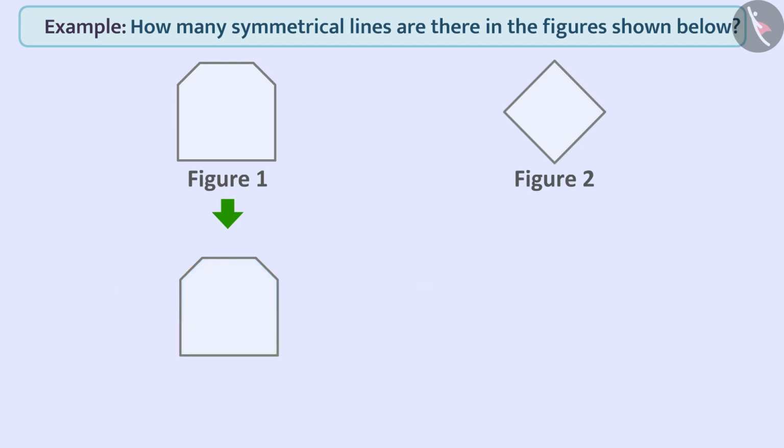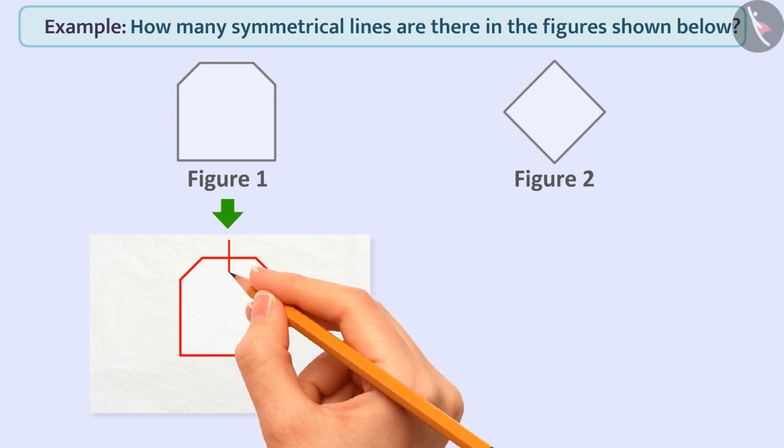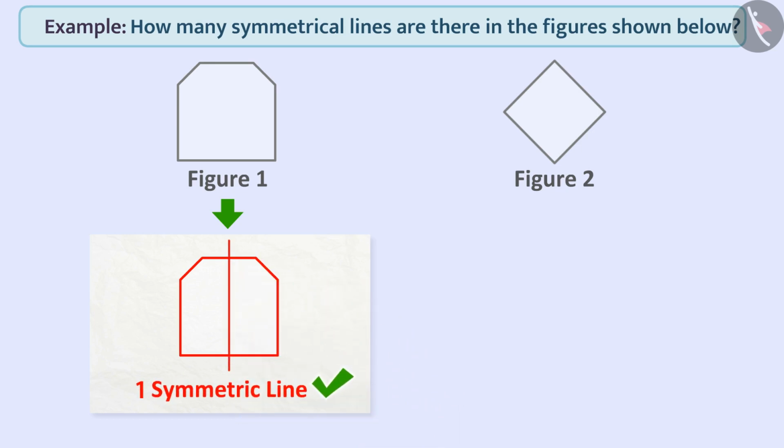Now, we will draw a slanted line like this on the shape. This line divides figure 1 into two parts that are not reflections of each other. Therefore, this line is not a symmetric line. Similarly, you stop the video and make this shape on paper and find out how many symmetrical lines it can contain. You will know that there is only one symmetrical line in this shape.